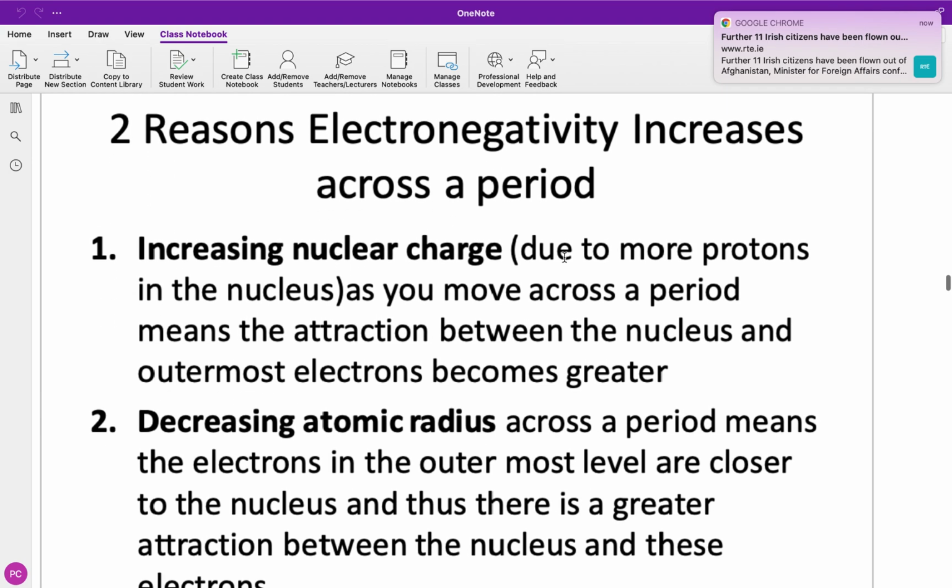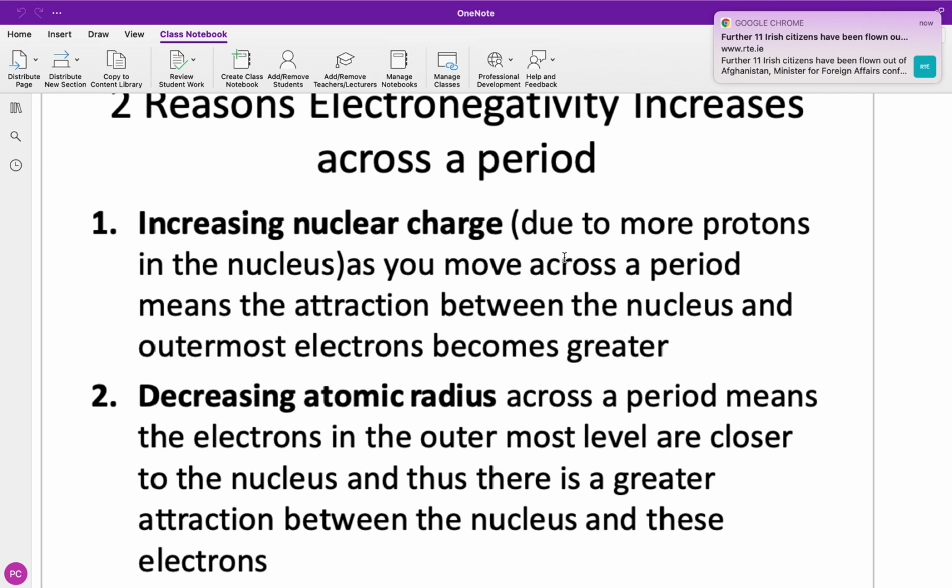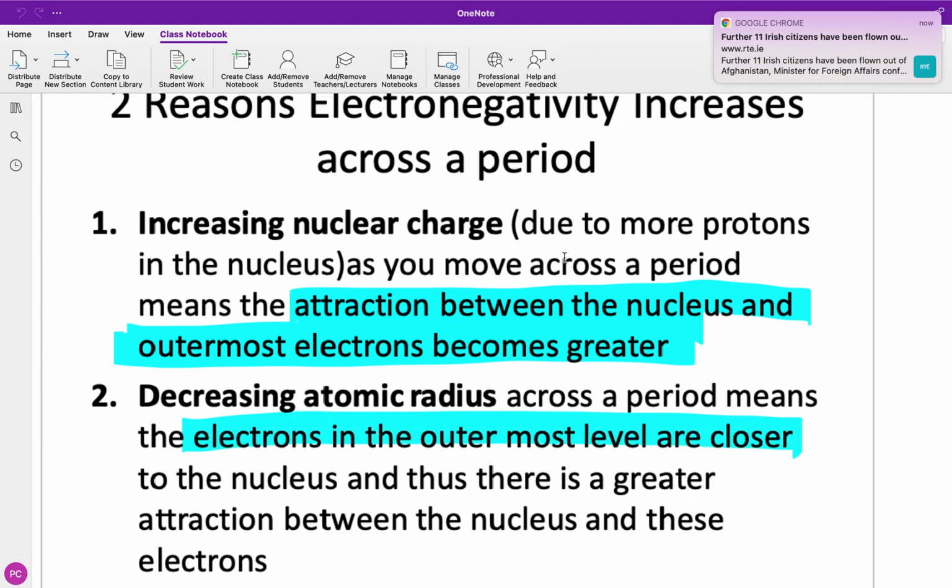Kind of the same idea. They increase across a period because as you move across a period, the attraction between the nucleus and the electrons becomes greater. Why? Well, what happens as you go across a period? Because you're getting more protons, which means you're getting more electrons, more force, more strength of those protons able to hang on to the electrons. And decreasing atomic radius means the electrons in the outermost shell are closer to the nucleus, and then there's more attraction between the nucleus and the electrons.